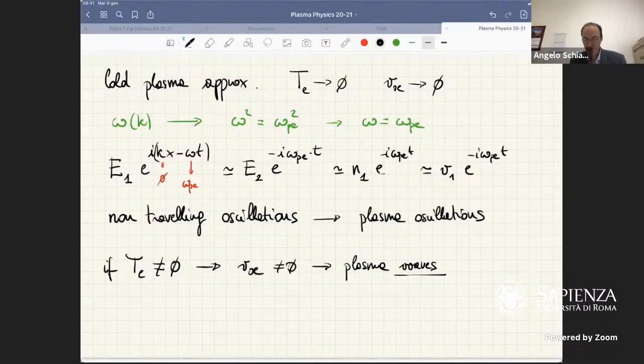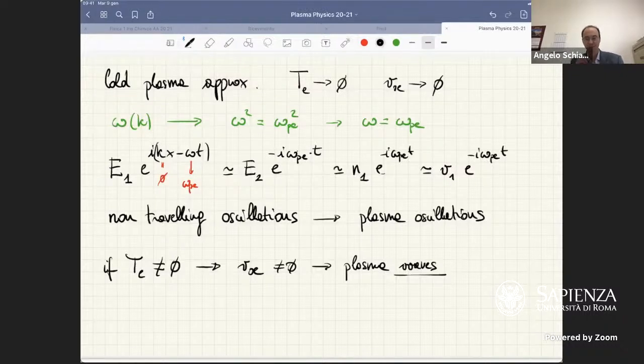What is important to stress is that our derivation, if you remember and go back, is based on the fact that we are describing the electrons as a fluid.